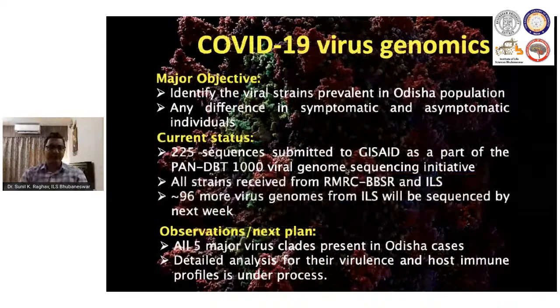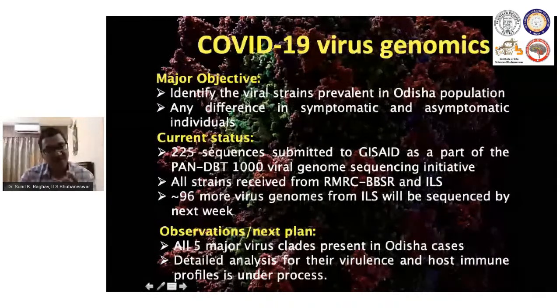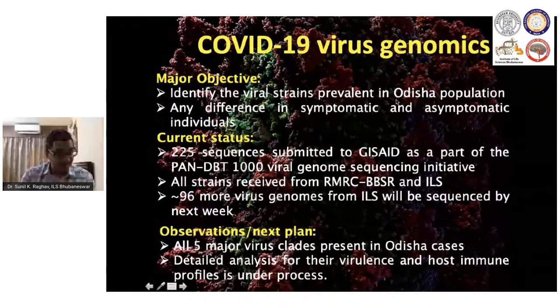So if you look at the virus genomics, this is an overview slide. Then I will tell you some of the results. So what are the major objectives here for doing the virus genomics? It is to identify the different viral strains that are prevalent in the Odisha population.